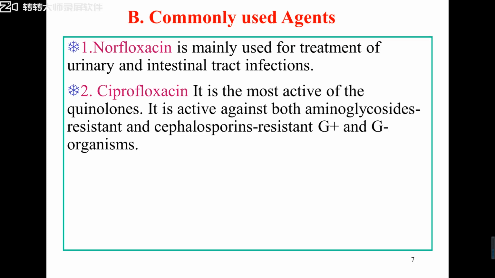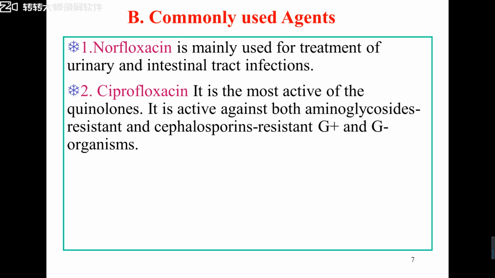Even if the patients use aminoglycosides or cephalosporins and have drug resistance, no problem. We can switch to ciprofloxacin. Ciprofloxacin is active against both aminoglycoside resistance and cephalosporin resistance, so it is very useful. It also has lower, mild adverse action and a longer half-life. So the patients use ciprofloxacin one time a day.